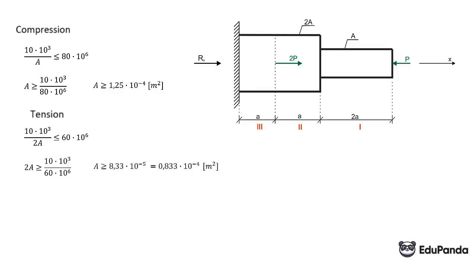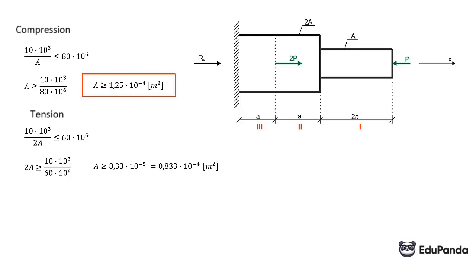We also calculate the cross-sectional area from this, that is 2A, and it's 833 times 10 to the minus fifth. So that we have expressed these results the same way, I moved the decimal point 1 place to the left and write it as times 10 to the minus fourth. Now we can directly see which value is larger and which is smaller. We take the common part of these intervals as our result, that is, A must be greater than or equal to 1.25 times 10 to the minus fourth square meters.